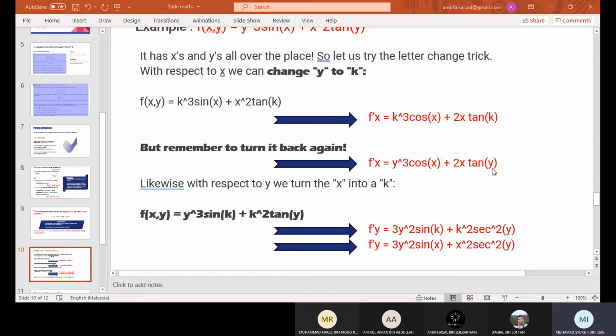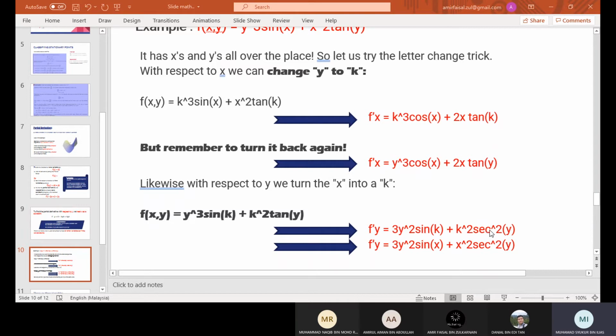Likewise, with respect to y, we turn the x into a k. Like f(x,y) equal to y to the power of 3 sin k plus k to the power of 2 tan y. And the result will be f prime y equal to 3y to the power of 2 sin k plus k to the power of 2 sec to the power of 2 y.